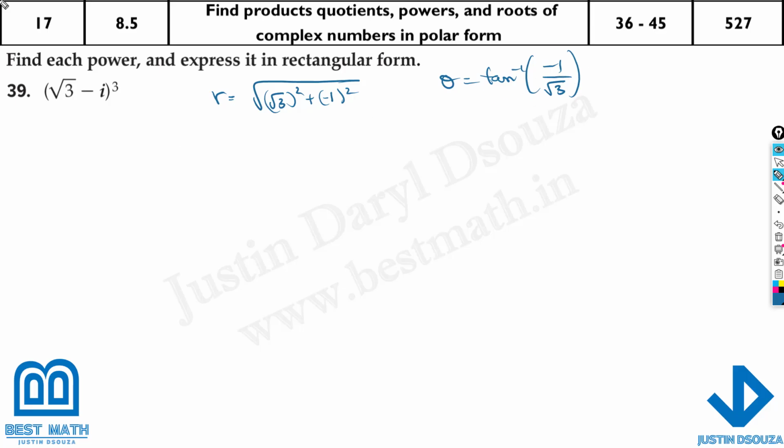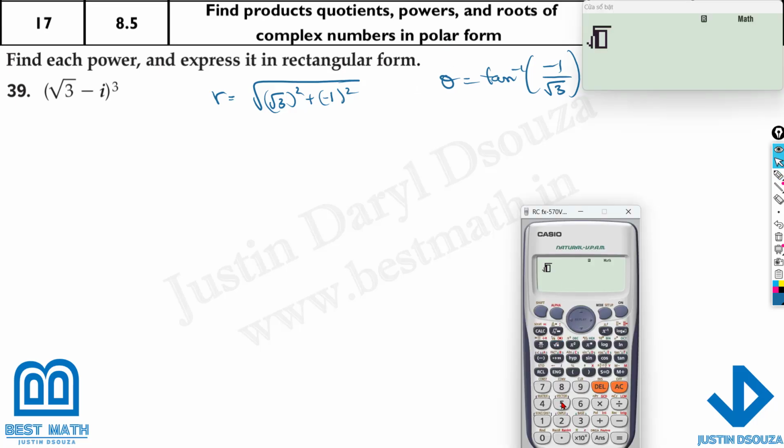So now we just put it in the calculator and you'll get the values. Square root 3 whole square is just going to be 3, plus minus 1 whole square. It's just going to be 4. Square root of 4, the answer will be 2. And over here it's tan inverse of minus 1 by root 3. Please remember here, it is not going to be plus pi. Why? Because the denominator is positive itself. So the answer is minus pi by 6.